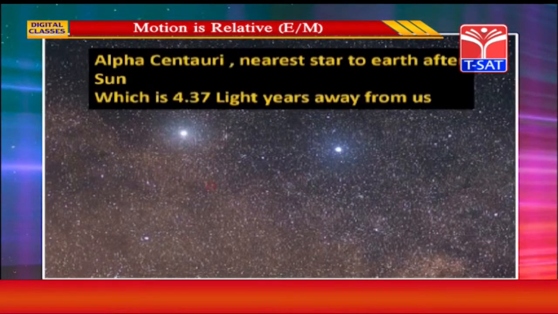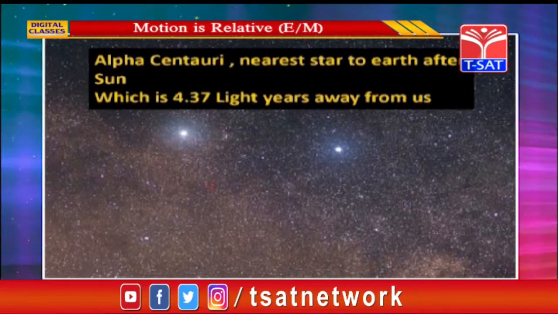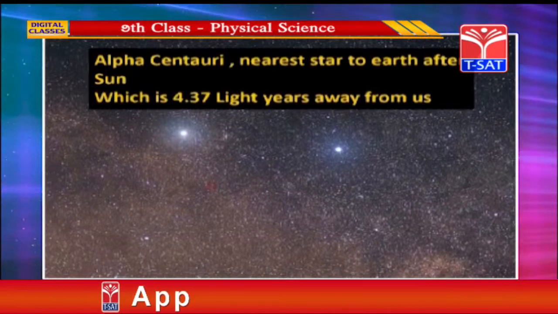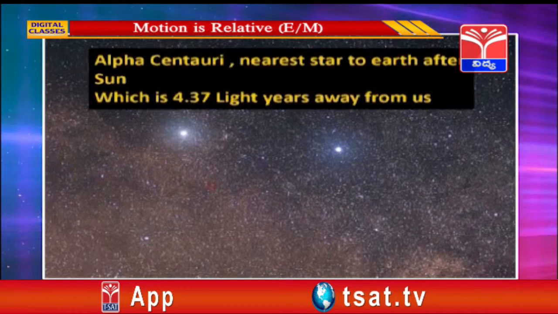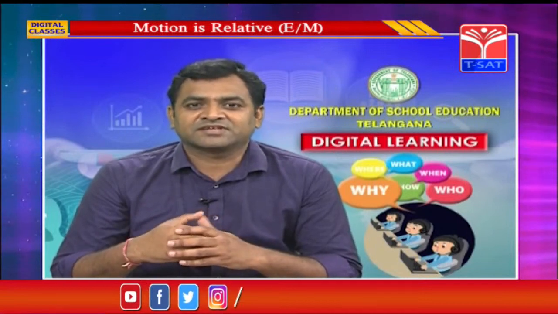Children, I would like to tell you one thing. If anything happens at that place, that is, if the star explodes, we come to know that after 4.37 years, because whatever happens there, the light which comes from that point to us will take 4.37 years.